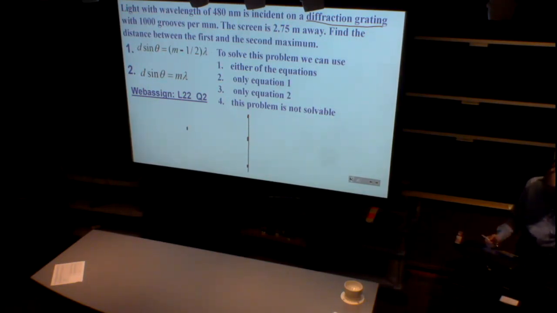Which means, if we look at the pattern, this is the maximum, this is the maximum, this is the maximum. Do we see any minima? No. Because to see a minimum, we'd have to see a very narrow place with no light, dark, narrow. That's not the case, which means we cannot use the condition which could describe a minimum. That's it.